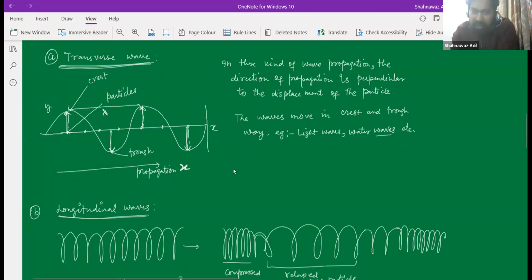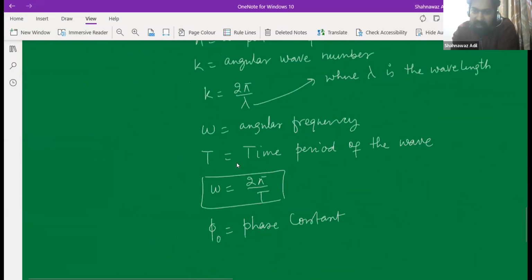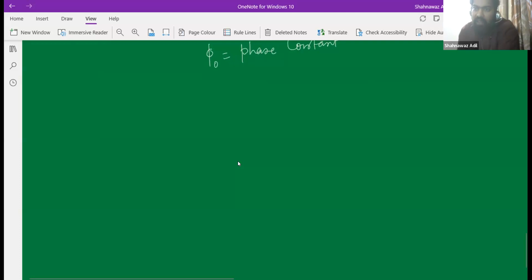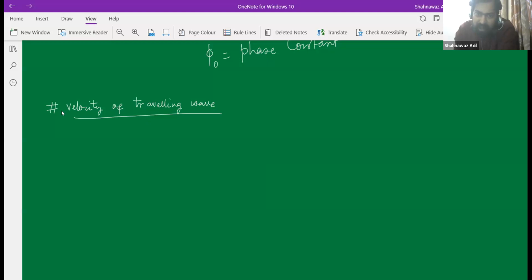Okay, so now let us move on and understand velocity, the velocity of the wave. So now we will talk about the velocity of the traveling wave, and we will also talk about the velocity of the particles. Right. So velocity of the traveling wave, how can we calculate that?